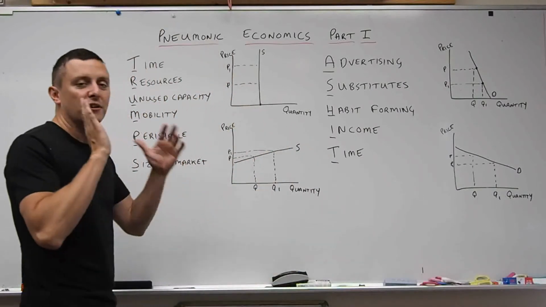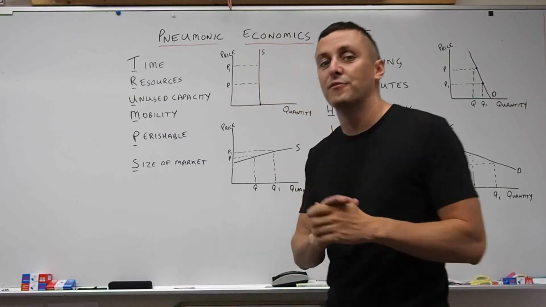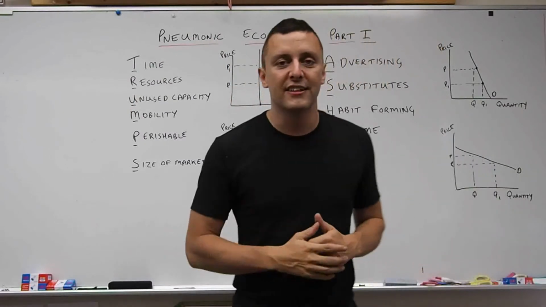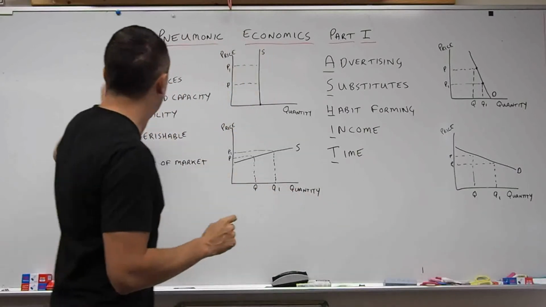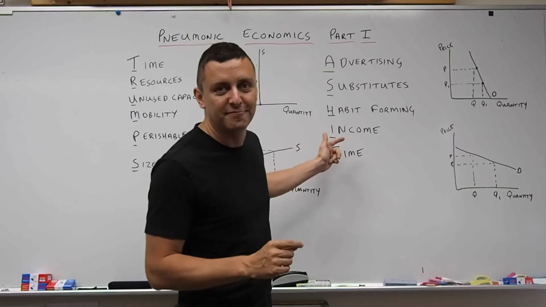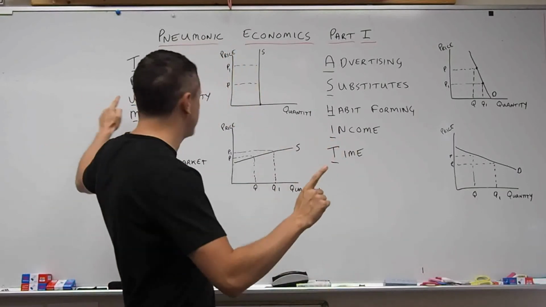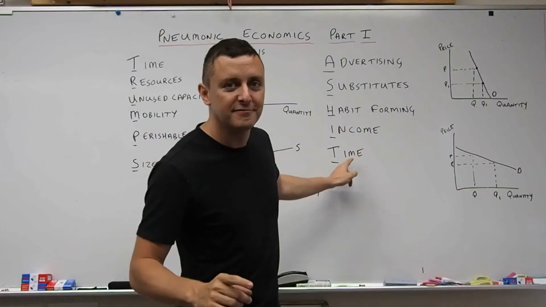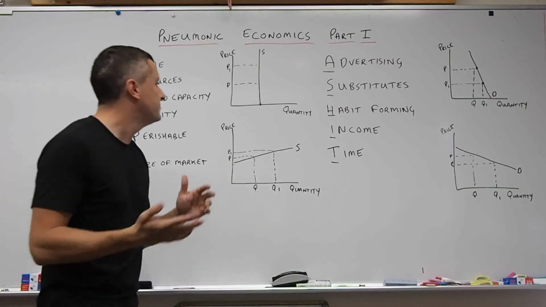Okay, so for remembering price elasticity of demand and price elasticity of supply, I want you to remember Trumps are shit. Okay? Say that to me one more time. Trumps are shit. Okay. So, what does that mean? What does that stand for?